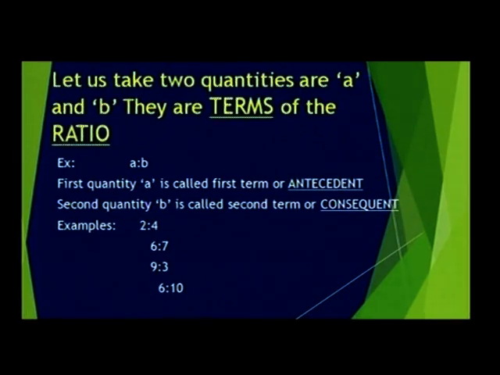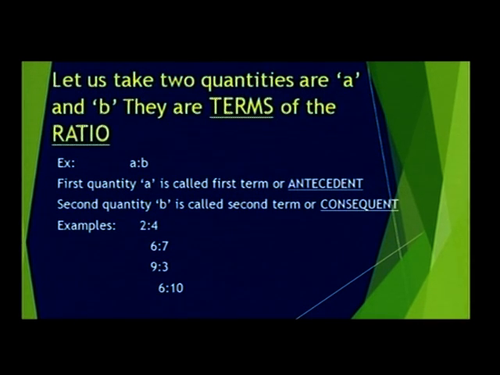Friends, let us take 2 quantities A and B. They are the terms of the ratio. A and B are the terms of the ratio. For example, if we take A and B, the first quantity A is called the antecedent, and the second quantity B is called the second term or consequent.